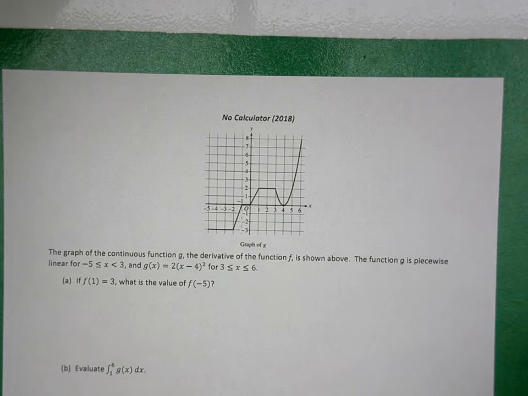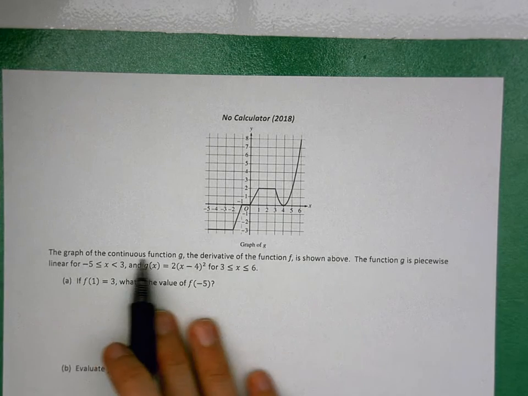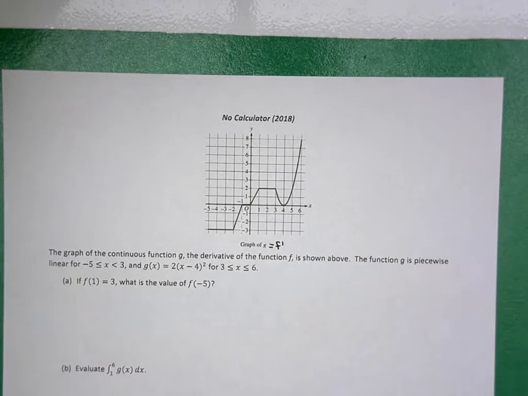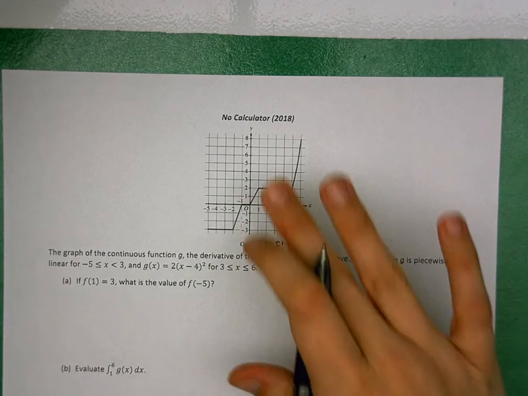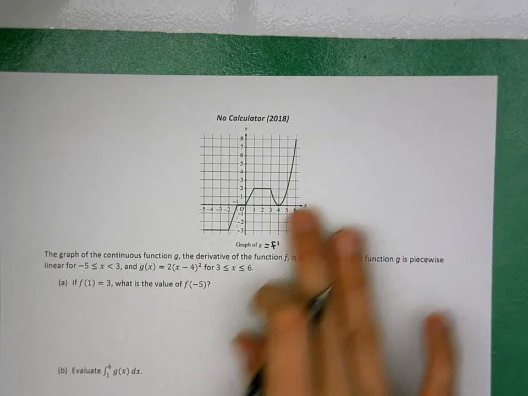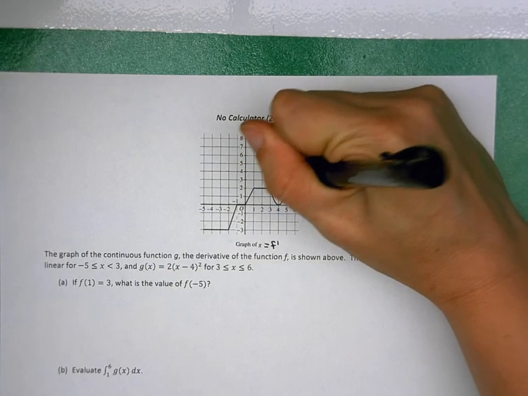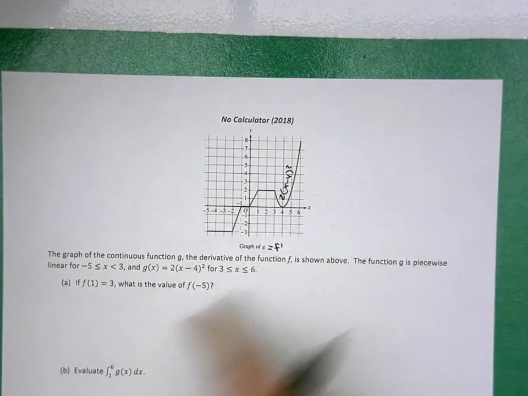One more time, we have the graph of the continuous function g, which is the derivative of f, so I'm going to go ahead and write f prime here, is shown above. The function g is piecewise linear between -5 and 3. I've got a function defined for this quadratic from 3 to 6, and so I'm going to go ahead and put 2x minus 4 squared in there just to remind myself that I know that equation.